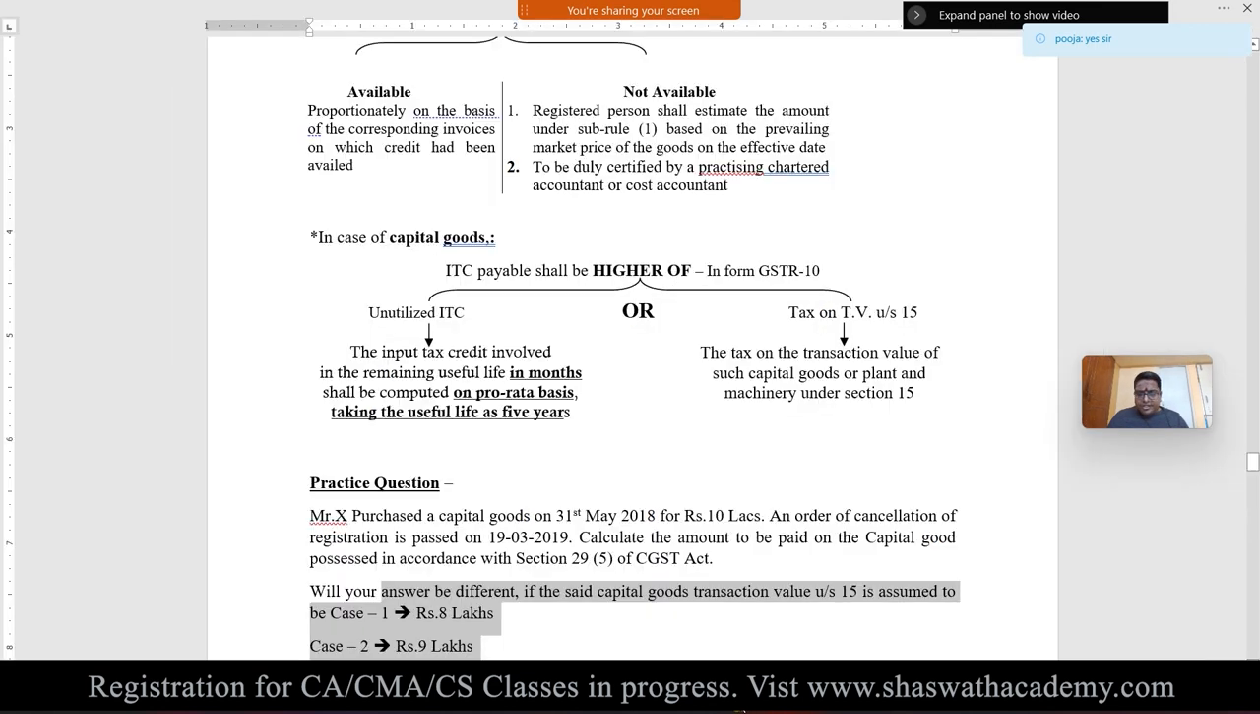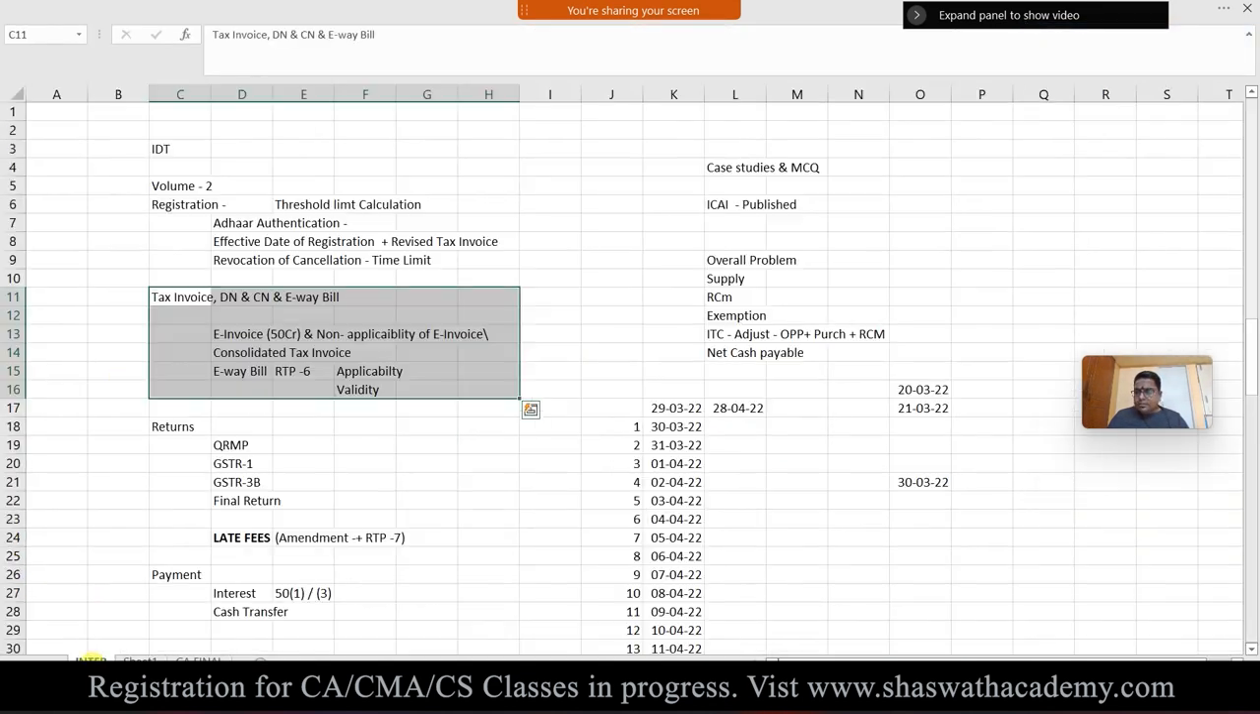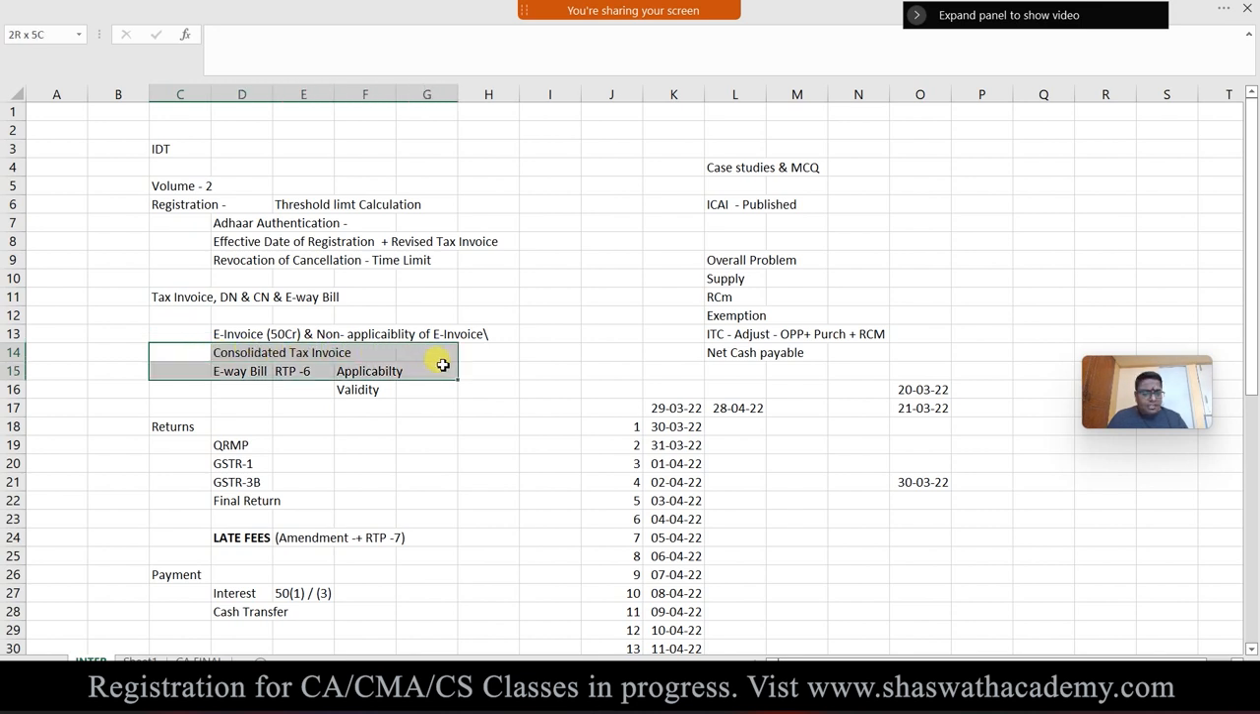Let's go for the focus area. Where is the focus area? Here. See, tax invoice, debit note, credit note. Give me some updations. Guys, MCQ can come from consolidated tax invoice, I predict somehow. And e-wayable, there is an RTP question on e-wayable, question number 6. We have to discuss that RTP question. And also, there is an e-invoice question on e-invoice applicability. For whom e-invoice is not applicable, that limit is extraordinary. So, let's quickly go ahead and knock down this area.